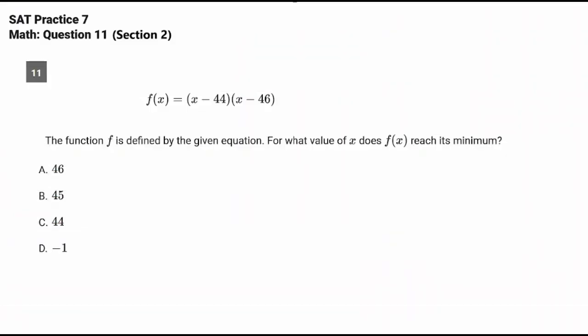This is SAT Practice Test 7, Math Section 2, Question 11. And this is probably the first hard problem for most people. And it's only going to get hard, or stupid hard, for the most part, from here until the end of Section 2. So you've got a function.